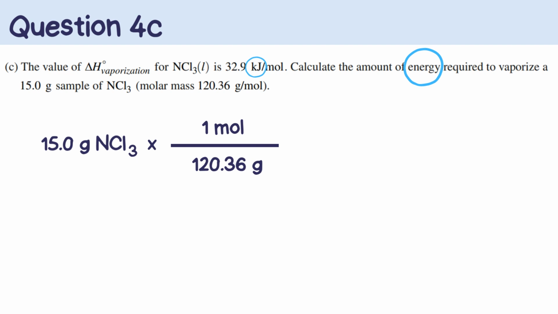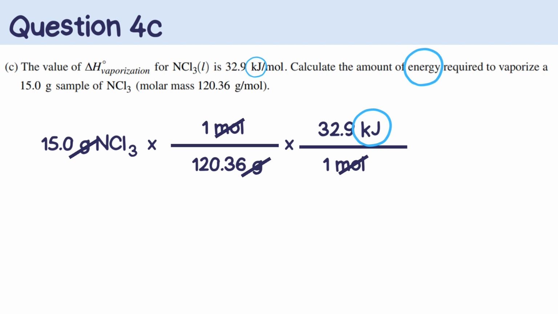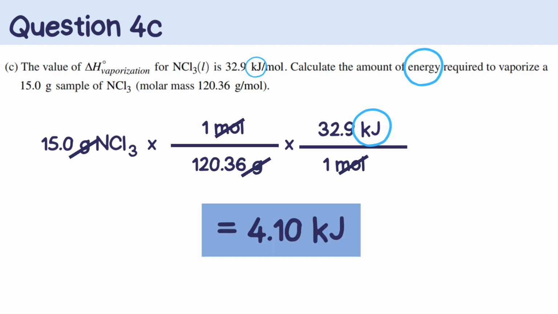So I'm taking the 15 grams of the NCl3, multiplying that by the 120.36 grams for every 1 mole, and that was given, and then multiplying that by the value given, which is for every 1 mole, you have 32.9 kilojoules. And so looking at this dimensional analysis, we can actually cross off the grams like so, and the moles as well, which leaves us with kilojoules left, and that's exactly what we want. Perfect. Plug that into your calculator, and you get 4.10 kilojoules.